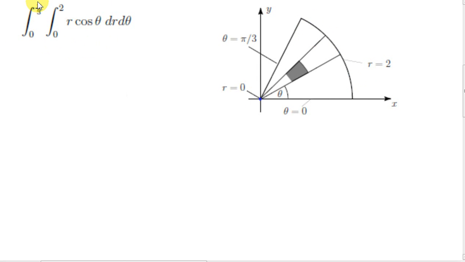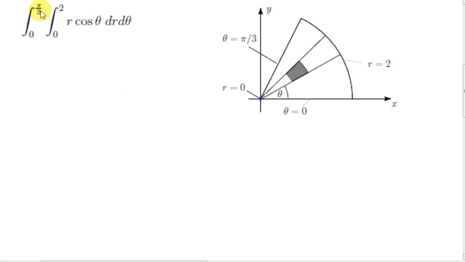Now let's look at the outer integral. The limits on this must be the limits of angle theta. So theta runs from 0 to pi over 3. When theta is 0, we have points on the positive x-axis. Remember, theta is measured anti-clockwise from the positive x-axis. So all these points here have a value of theta which is 0. We don't include the negative x-axis because the theta value for these points is actually pi radians or 180 degrees.